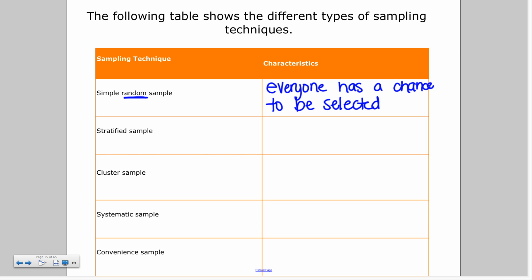Okay? And we have stratified sample. That just means that we're going to split everyone that is in our population into groups that have similar characteristics. So they'll be separated into groups by characteristics.